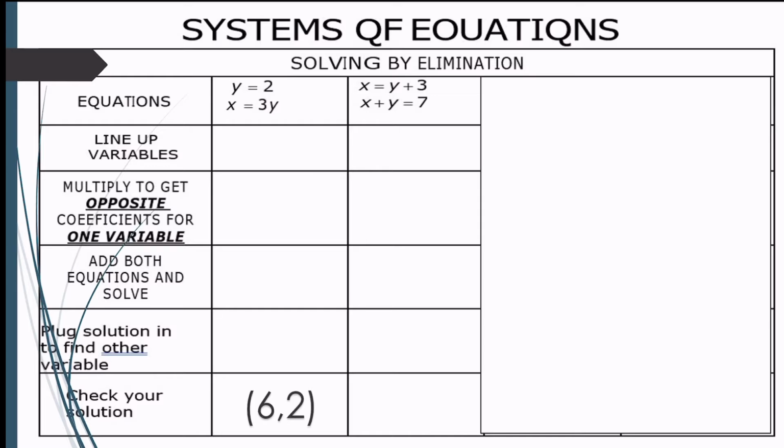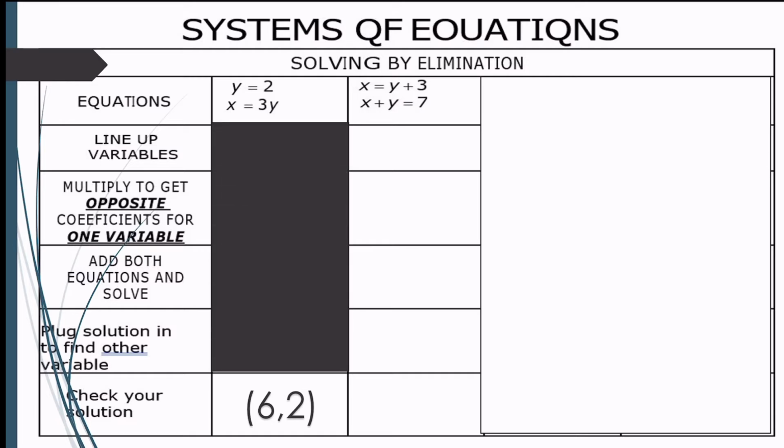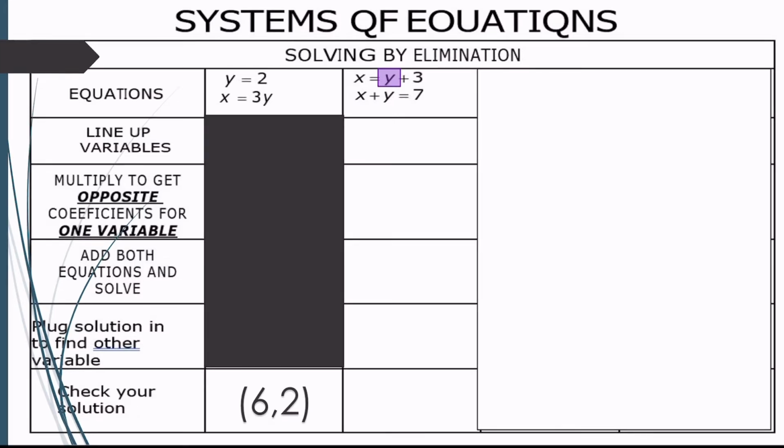How could I check? I could plug it in and make sure it works. So let's block this out and let's focus on my next system. It says I have to line up the variables. Well, here's what I mean. My y in my first equation is on the right-hand side, whereas my y in my second equation is on the left-hand side. What do I mean by sides? When we refer to sides of an equation, we refer to the equal sign. So right now, those two variables are not lined up.